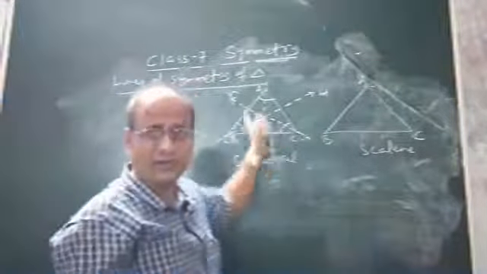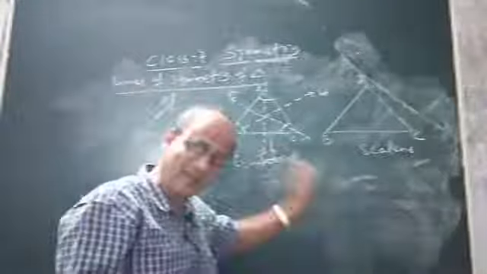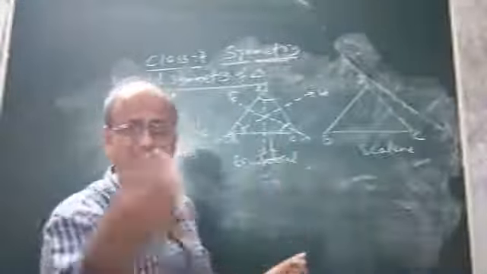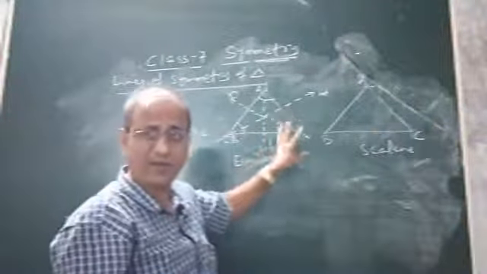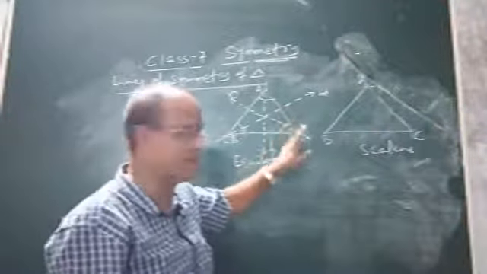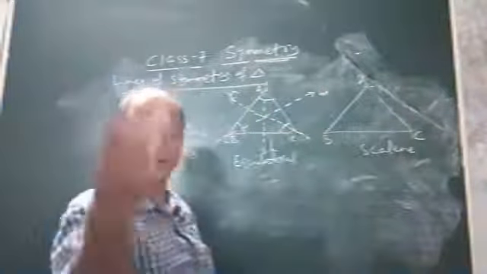Look, in an equilateral triangle all the three sides are equal. All the three angles are also equal, and the measure of each angle is how many degrees? 60 degrees, you know it. The measure of each angle of an equilateral triangle is 60 degrees. Now if you draw the bisector of each angle, you will get how many lines of symmetry?